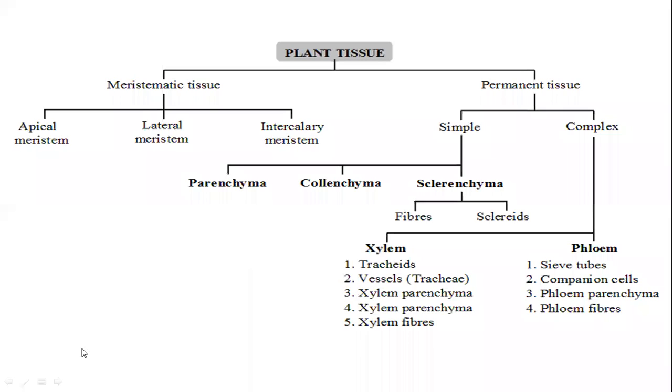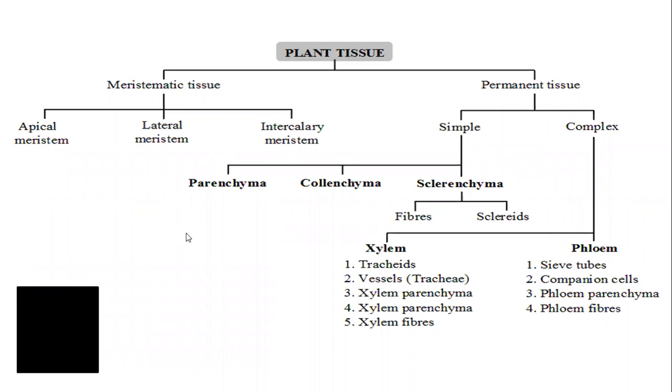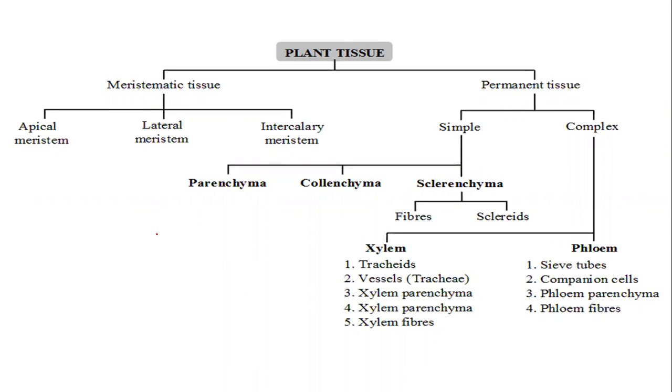When we talk about the anatomy of flowering plants, what is anatomy? Anatomy is nothing but the study of internal structures. So we are going to study the internal structure of plants. The basic unit of a plant is the cell, that we all know, right? Tissues are groups of cells joined together, and those tissues present in plants are called plant tissues.